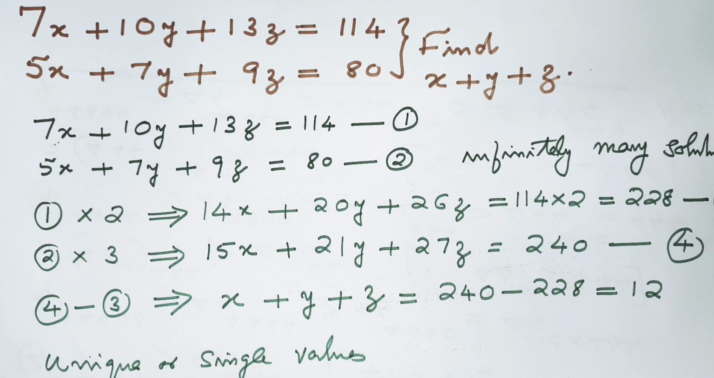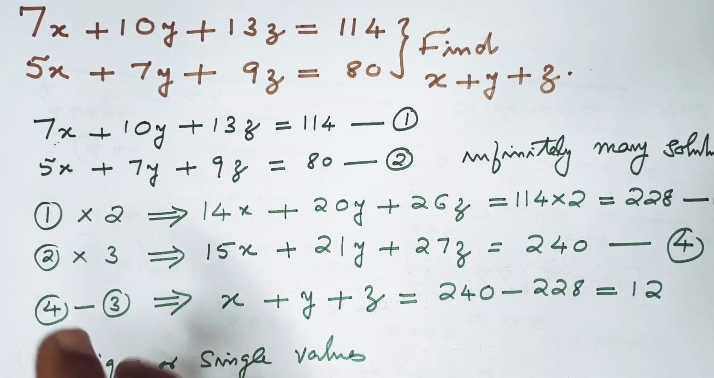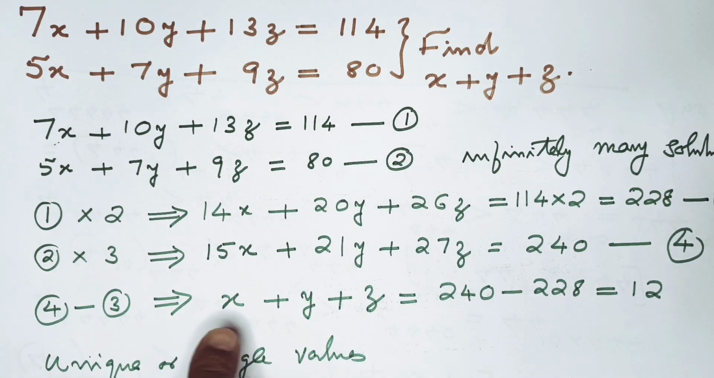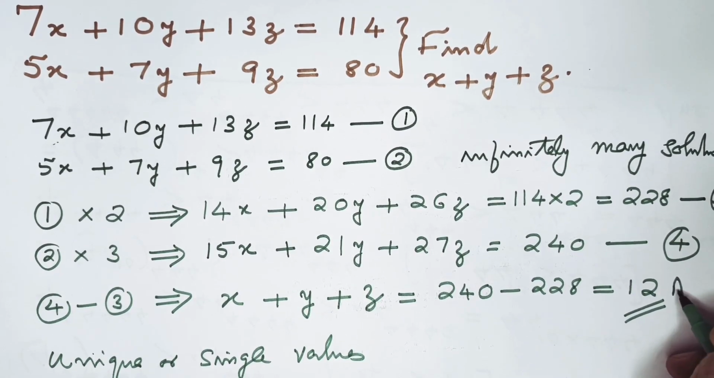So in such cases, to get the required expression, don't waste your time trying to find out the individual values. Instead, think of ways of manipulating the equations like we have done here and get to the expression directly, which is what I have done here. And that is the only method which might work. I hope the point is clear. And the final answer is 12 for the problem given here.